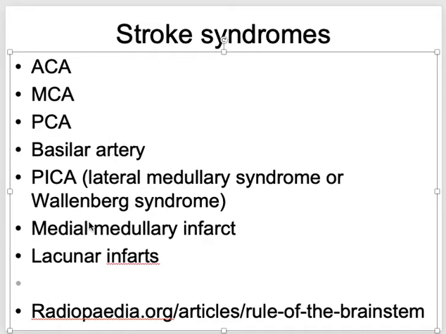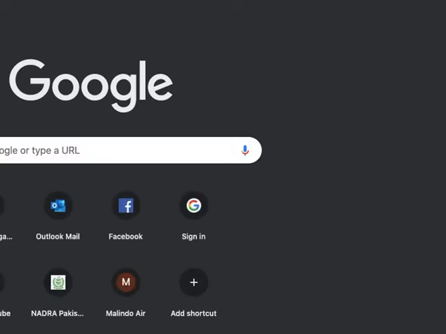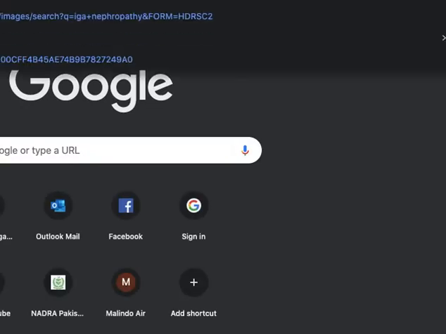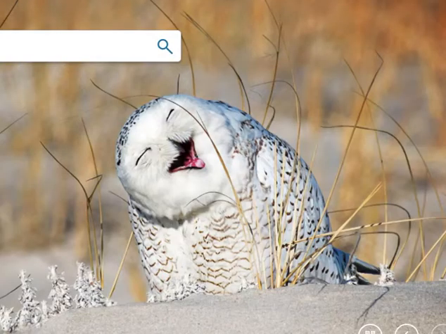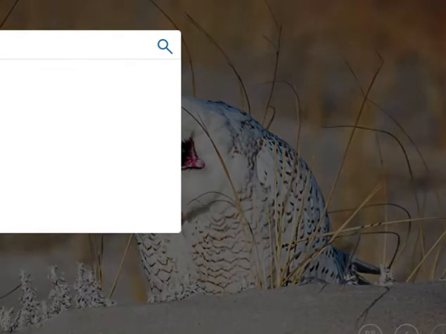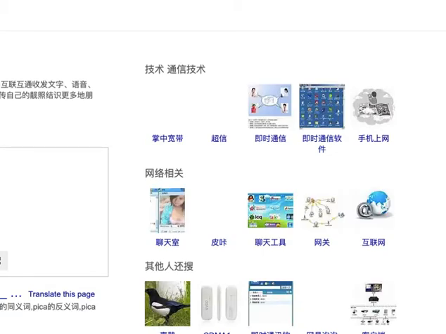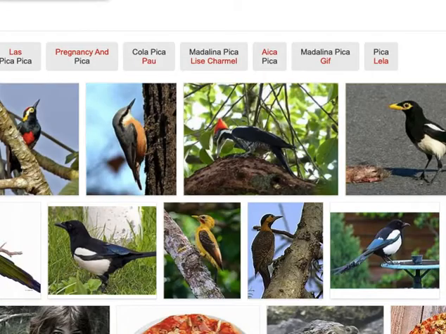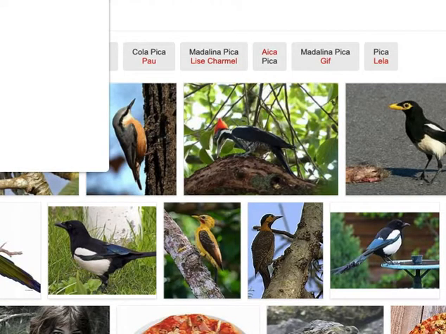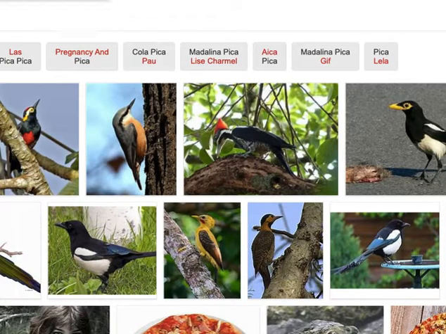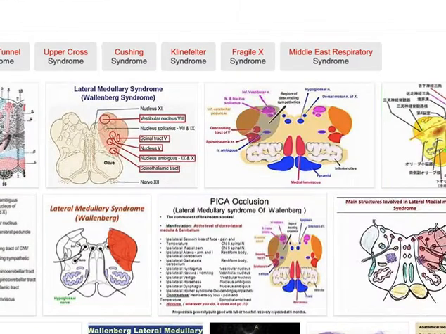PICA is interesting. By the way, I can include that PICA thing over here. The important thing now, which I wanted to talk about, sorry, Wallenberg syndrome. I read PICA and they opened this thing. I'm sorry for this. Okay, now. Okay, this one.